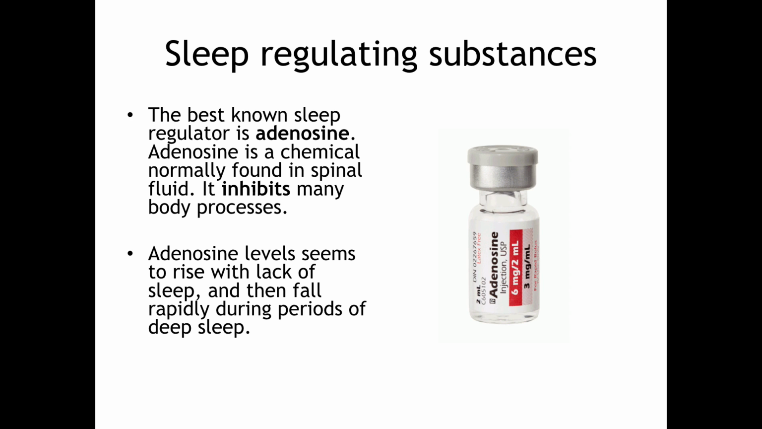Are there any other substances that can affect sleep? Well, there are countless substances that do so. Perhaps the best known one is something called adenosine. Now, adenosine is a chemical that's found in multiple places inside your body. But in terms of sleep and dreams, we look to the spinal cord. There's lots of it in there. Now, adenosine seems to be some kind of suppression mechanism. It inhibits body processes.